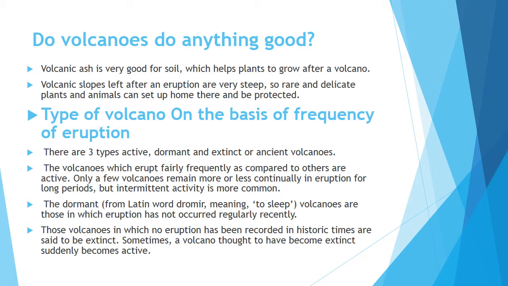The third type is the extinct or the ancient volcanoes. These are those volcanoes in which no eruption has been recorded in historic times. Sometimes a volcano thought to have become extinct suddenly becomes active also. So there are some volcanoes which had erupted in the ancient period. But now at that particular place, after many decades or many centuries, those volcanoes have not erupted, so we call them extinct because they are not active today or for many years. But it is not like an extinct volcano will never erupt. There are some cases where extinct volcanoes also become active after some period of time.